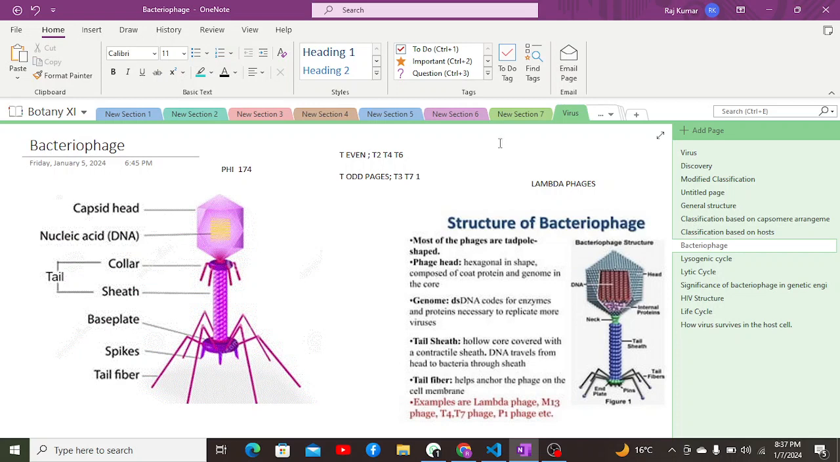So these are known as temperate phages, prophages, or lysogenic phages. And the bacteria in which the lysogenic cycle occurs is known as lysogenic bacteria. These are the things we are going to discuss now.